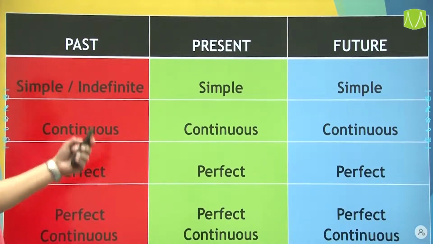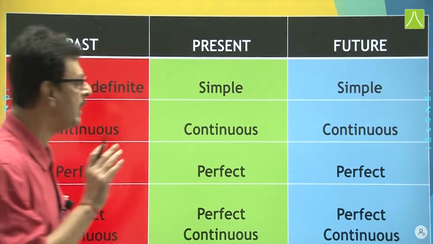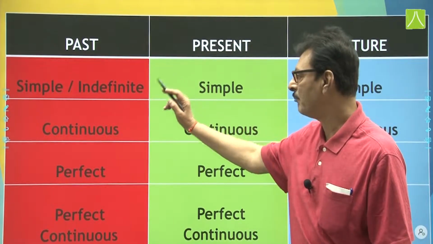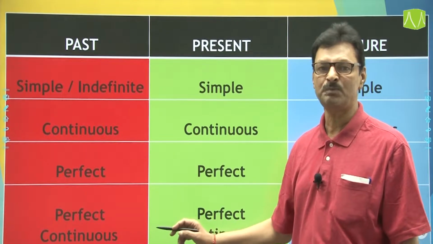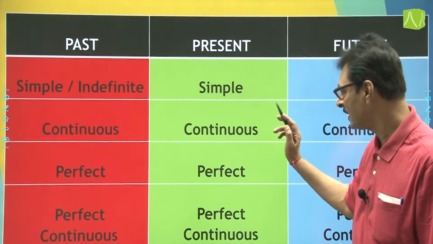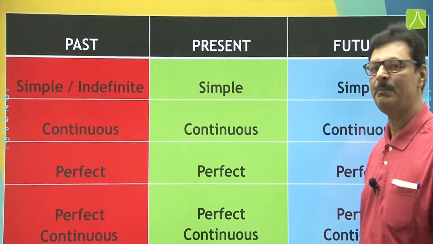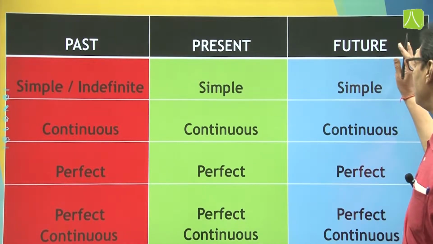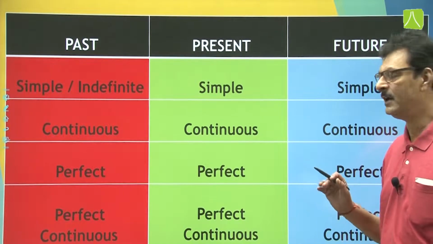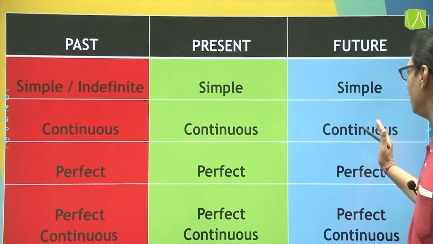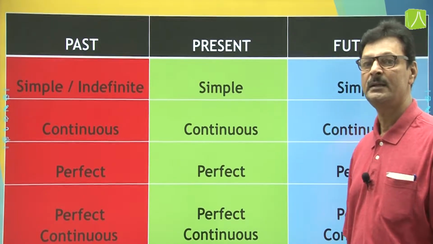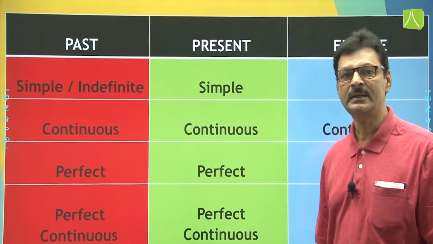Now let's very quickly go to the tenses. There are 12 tenses in all: past simple, past continuous, past perfect and past perfect continuous. Similarly, present simple or present indefinite, present continuous, present perfect and present perfect continuous. And finally, future also has the same 4 tenses: future simple or future indefinite, any terminology you can use, future continuous, future perfect and the future perfect continuous tense. So these are the 12 tenses in all.